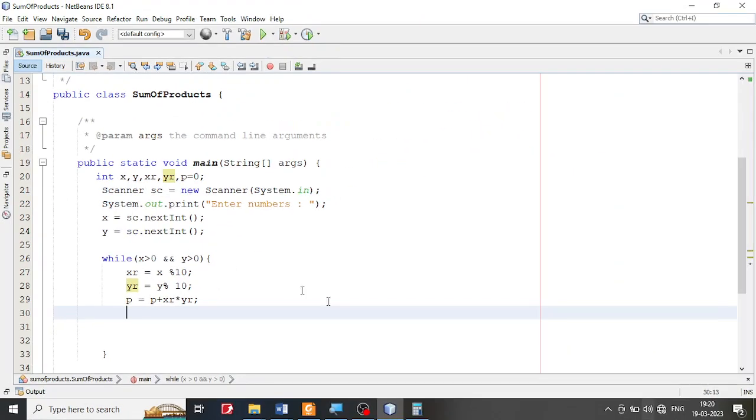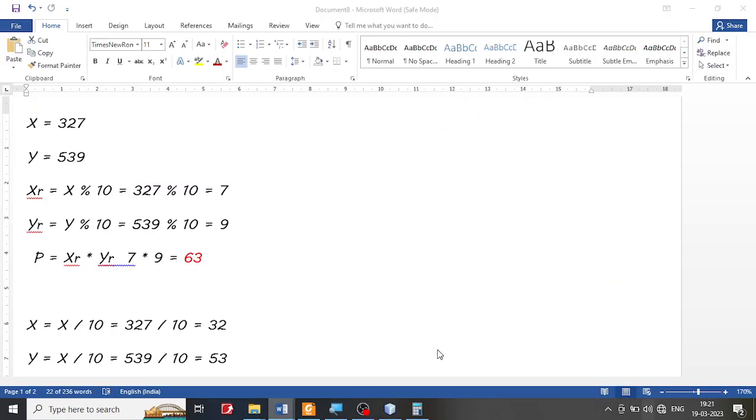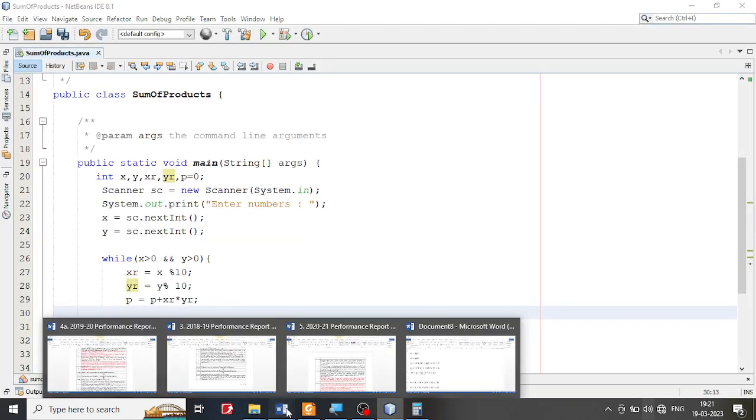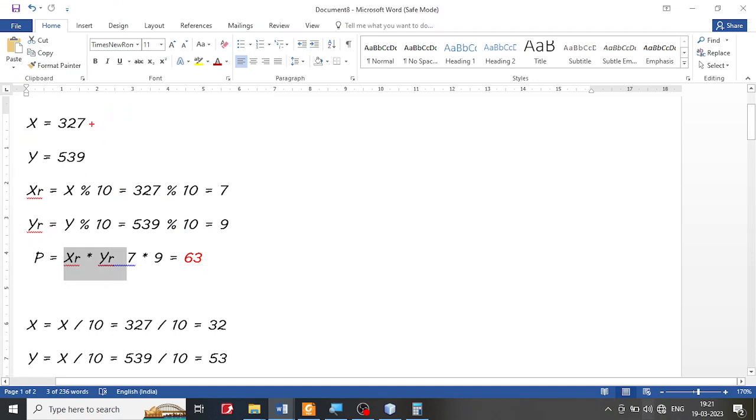If you look at here, once we get the remainder xr, and once we get the remainder yr, we multiply them together. So p is equal to the product of these two. So you got it. What's the next thing? You have consumed the first digit. Get rid of this last digit. How do we do it? Just go for integer division. So x is equal to x by 10. Similarly, y is equal to y by 10. So you just get rid of the last digit.